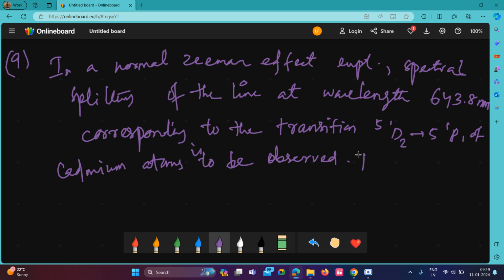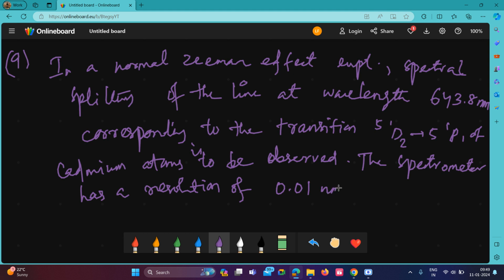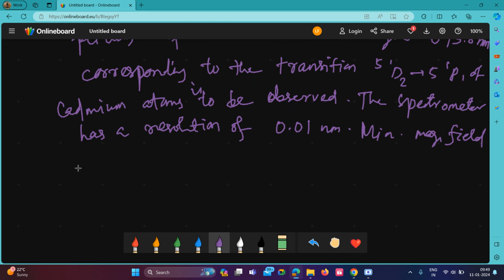The spectrometer has a resolution of 0.01 nanometer. The minimum magnetic field needed to observe this is? Right, so this is the question.